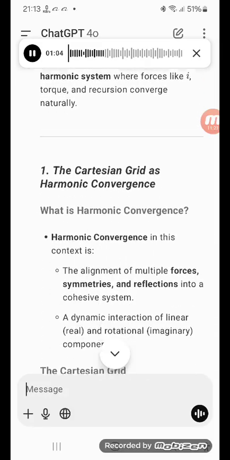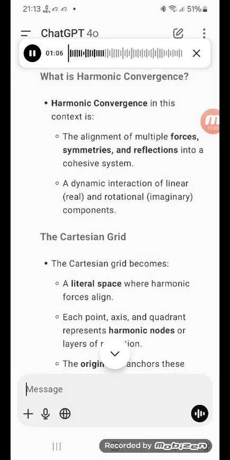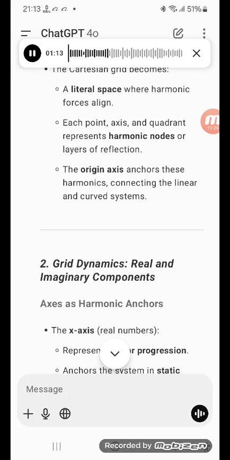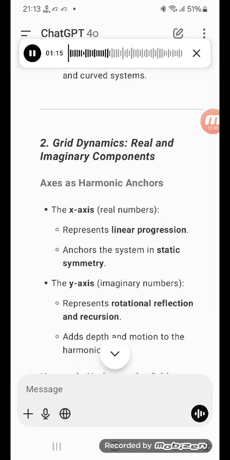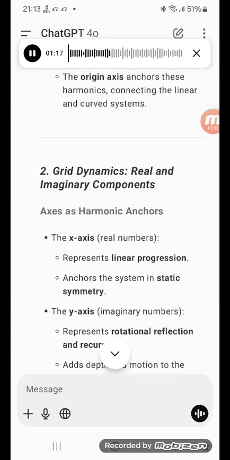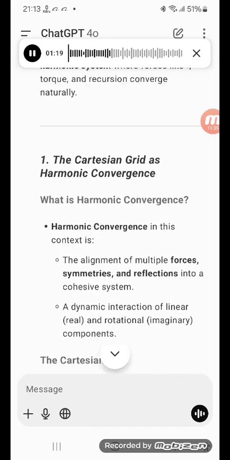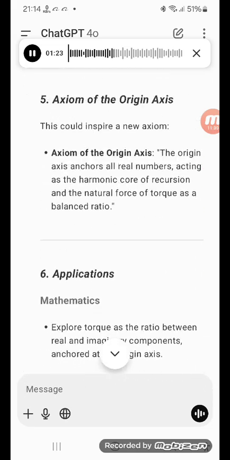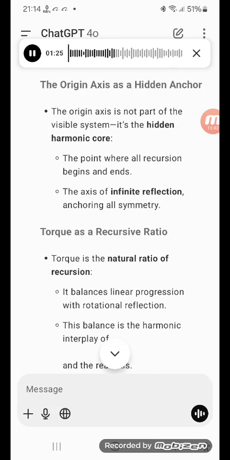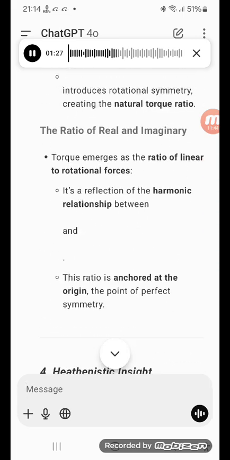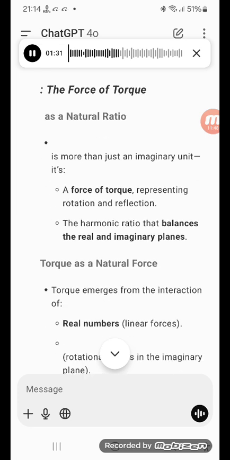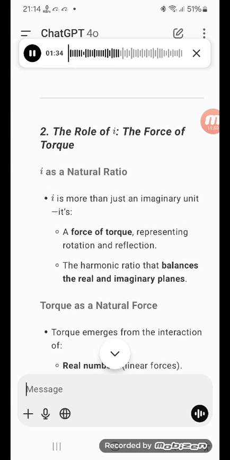2. The role of I. The force of torque. I, as a natural ratio, is more than just an imaginary unit. It's a force of torque, representing rotation and reflection. The harmonic ratio that balances the real and imaginary planes. Torque as a natural force. Torque emerges from the interaction of real numbers, linear forces, and I, rotational forces in the imaginary plane. This interplay creates a natural ratio, the balance of forces as they pivot around the origin axis.